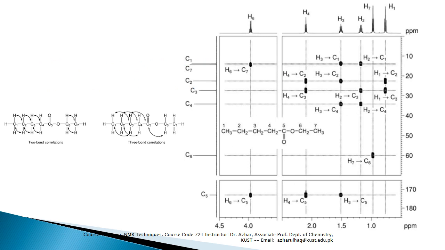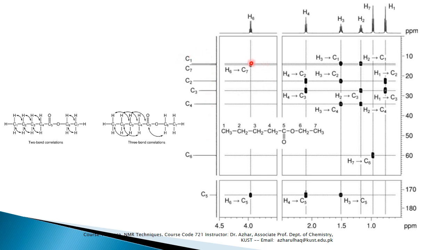This is the HMBC spectrum of a compound that is ethyl pentanoate. In this spectrum, the compound has 6 different types of proton. So the spectrum has 6 resonances on the x-axis in the proton NMR spectrum of the compound, and 7 resonances in the carbon 13 NMR spectrum, as the compound has 7 different types of carbon. So the y-axis of the spectrum comprises 7 resonances.